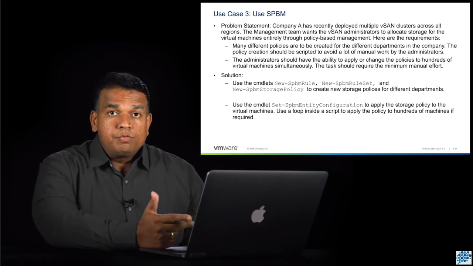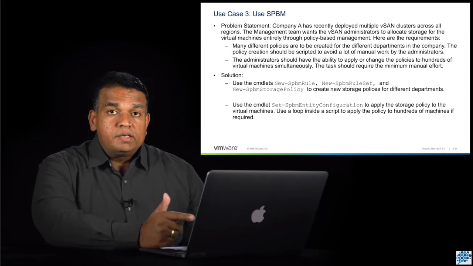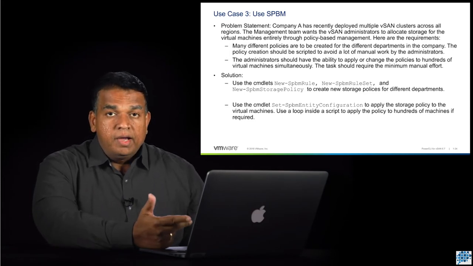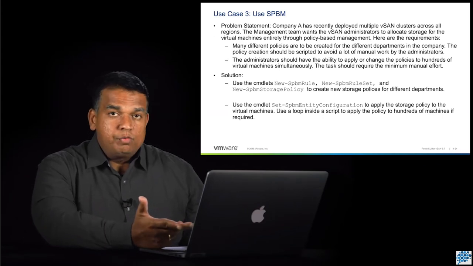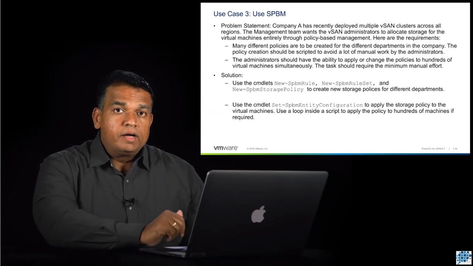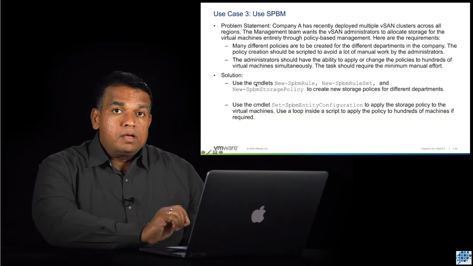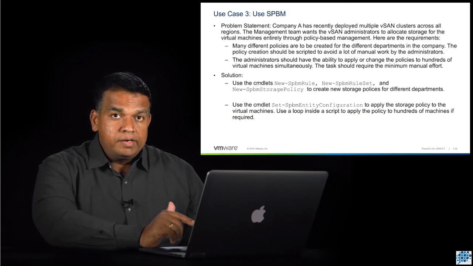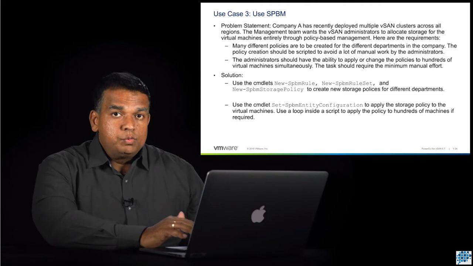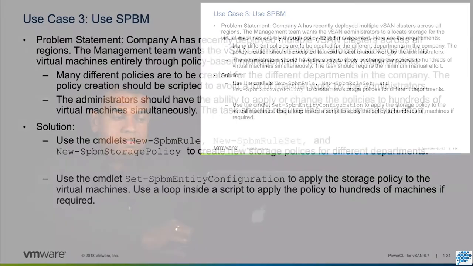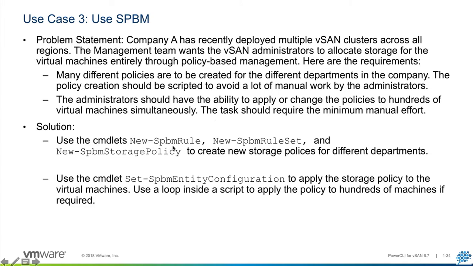As you know, if you want to do it from the user interface, it might take a considerable amount of effort, and it might take up unnecessary time for the administrator. So let's see if all this can be done using PowerCLI commandlets. If you look at the solution, there is a particular set of commandlets provided by PowerCLI for vSAN which will meet our requirements. These commandlets are New-SpbmRule, New-SpbmRuleSet, and New-SpbmStoragePolicy. These are the three critical commandlets required for storage policy management.